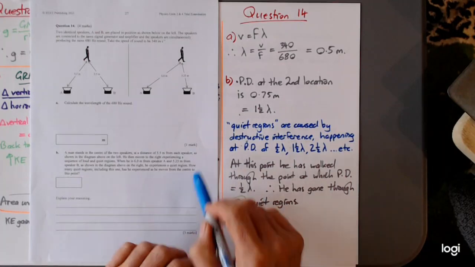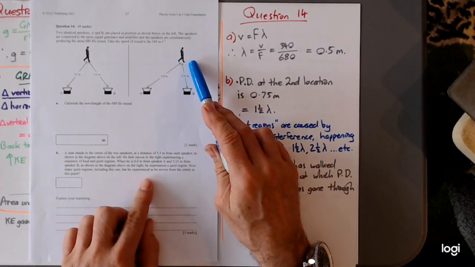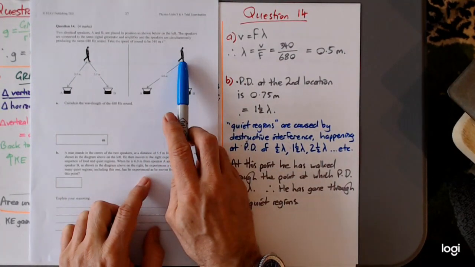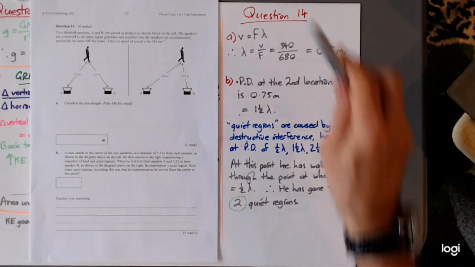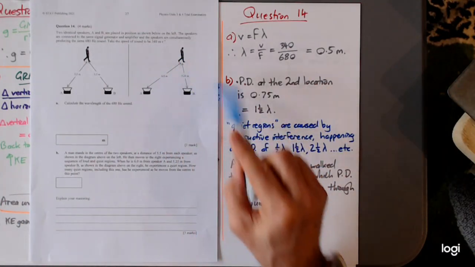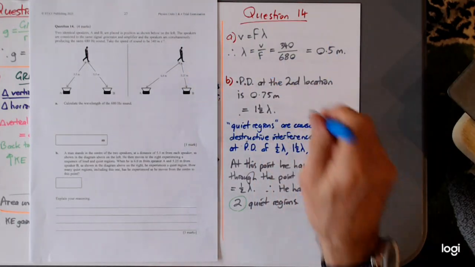And the question says, how many quiet regions, including the one he's now standing in, has he experienced since he has moved from there to there? That's what we're asking. So he's in one of the quiet areas, one of the areas of destructive interference, but he's in the first one or the second one or the third one, etc.